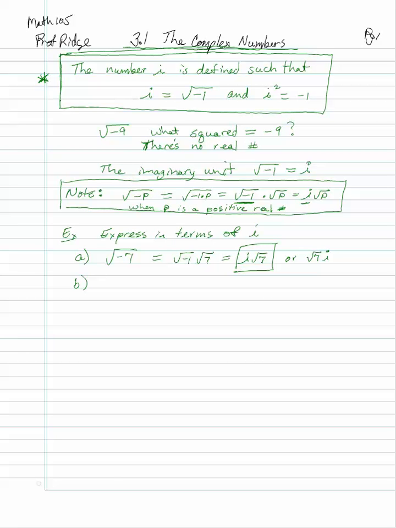Alright, let's try the square root of negative 25. So again, you're going to pull out the negative 1, square root of 25, so that's i times the square root of 25 is 5, or we can write it this way, 5i, which looks better. So that's the preferred way.